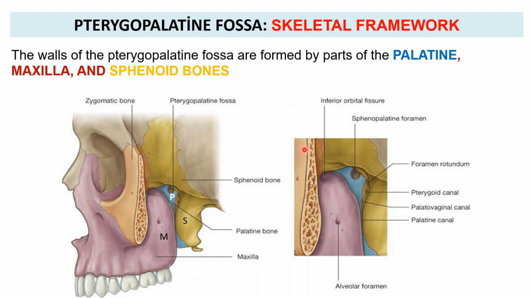Now coming on to the skeletal framework of the pterygopalatine fossa. I've just talked about this bone, this is the maxilla bone. It is a space which is wedged between three bones. Those three bones are: in the front, the maxilla. Behind this is the sphenoid bone, its greater wing and the pterygoid plates. And in the medial part, this is the palatine bone. So these are the three bones, and wedged between them is the pterygopalatine fossa.